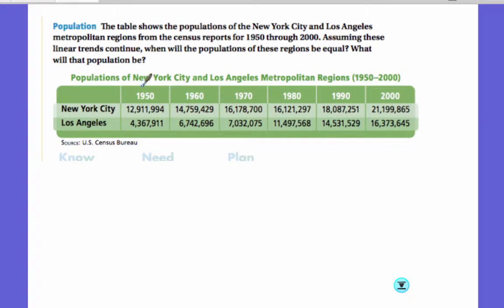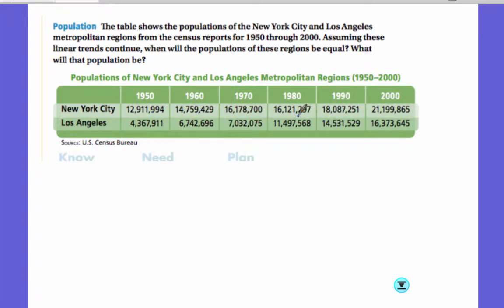Alright guys, so we've had some trouble with doing trend lines and using linear regression. So this is a linear regression example for you. In the table you see populations for New York City and LA, from the US Census Bureau, going from 1950 to 2000. Here are the different populations for each city.